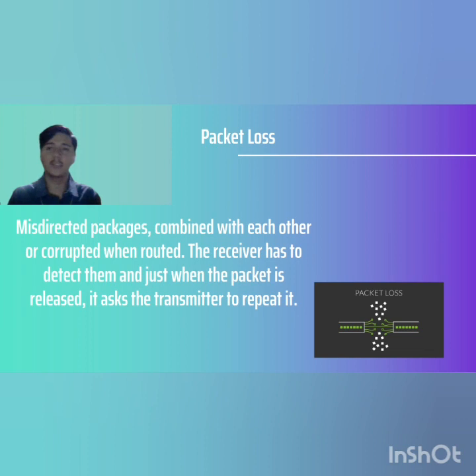And the last one is packet loss. Packets can be misdirected, combined with each other, or corrupted en route. The receiver has to detect them, and when the loss is realized, it asks the transmitter to repeat the packet.